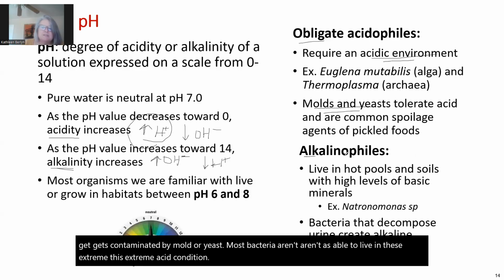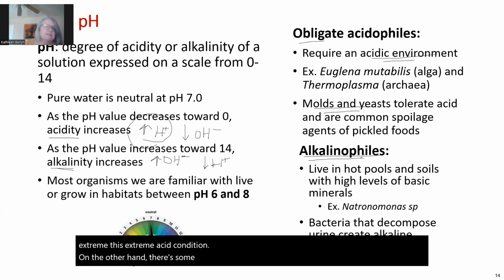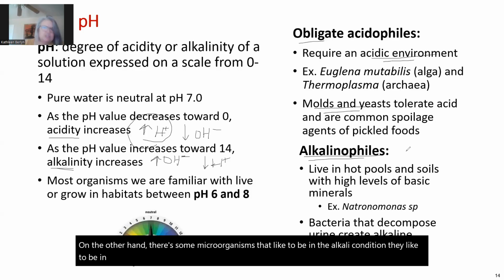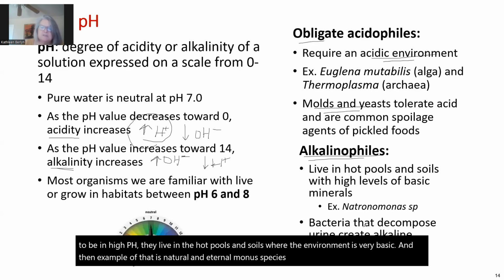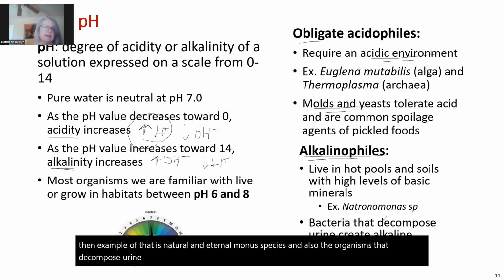On the other hand, there are some microorganisms that like to be in the alkali condition. They like to be in high pH. They live in the hot pools and soils where the environment is very basic. An example of that is Nitrosomonas species. Also, the organisms that decompose urine create an alkali environment in order to balance the pH there.